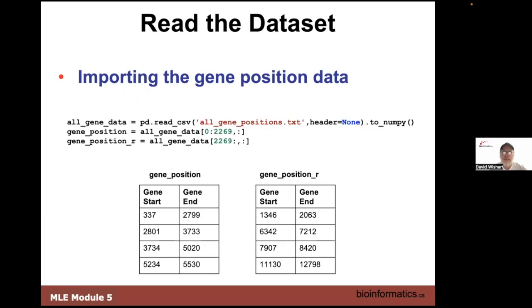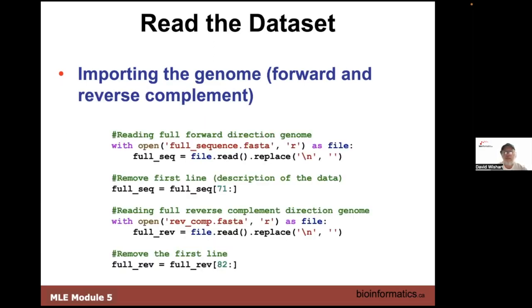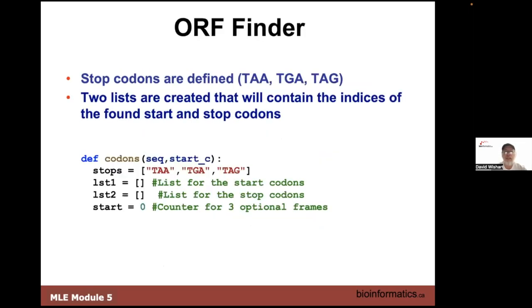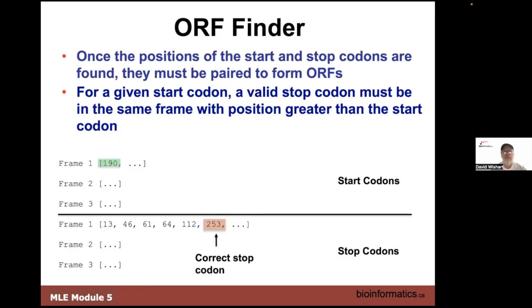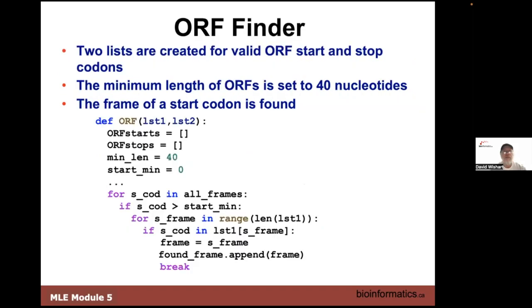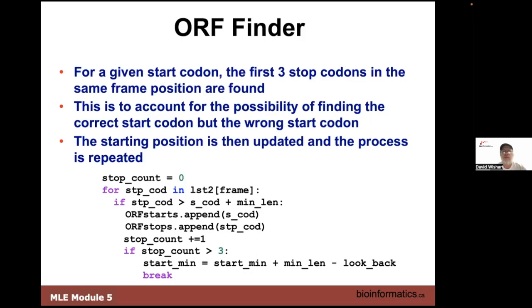Just as before, we import the gene position data. This is the same code that we used in writing our first version of the ORF finder. We're reading the reverse complement and the forward one. We do some cleanup of the first lines, same as before. We have the codons, the same as with the original ORF finder, and the different reading frames, 0, 1, 2, 3, all code from our original ORF finder. We're using the 40 base length, making sure that at least it's there, and including the three stop codons. So all this is the code from that first ORF finder, the one that found the 1.6 million.